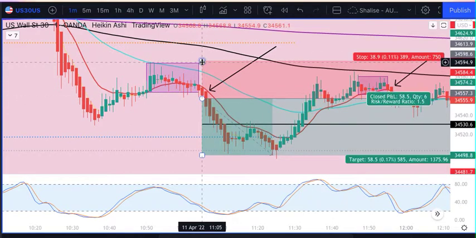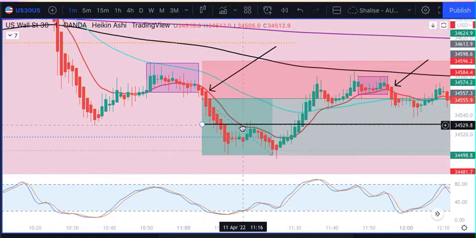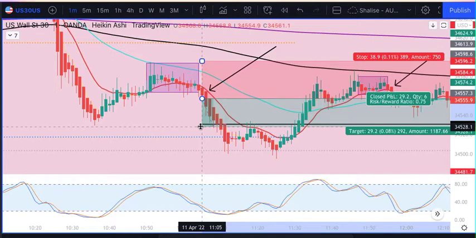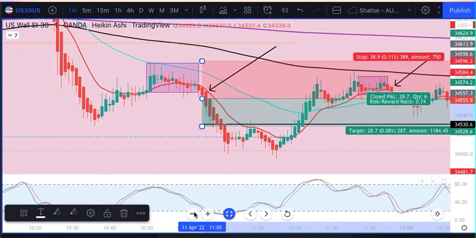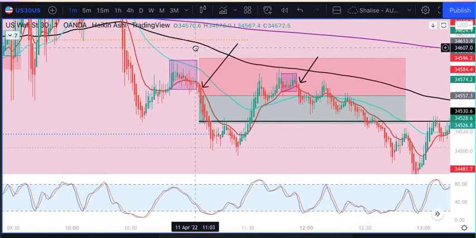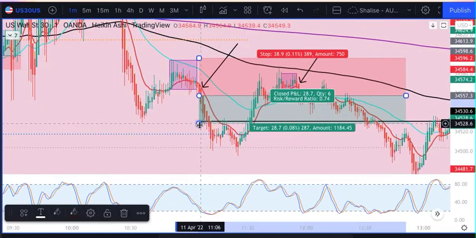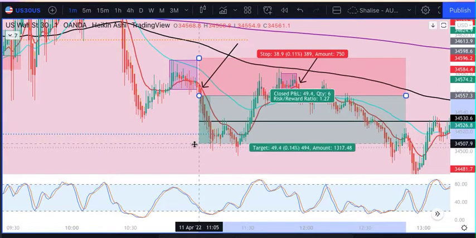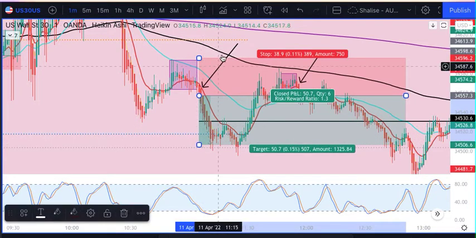After I saw that third one form, I said, okay, let's go ahead and enter. Stop loss above the high, okay? And initially, my TP is always going to be the previous low for safety, just for safety. But I've let it run a little further today. I let it run to 50 points.